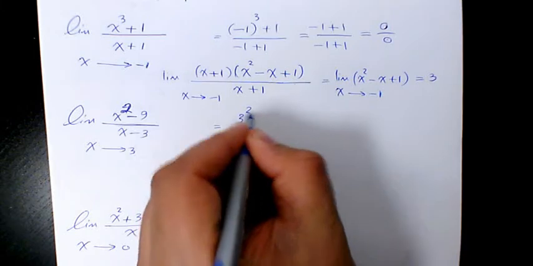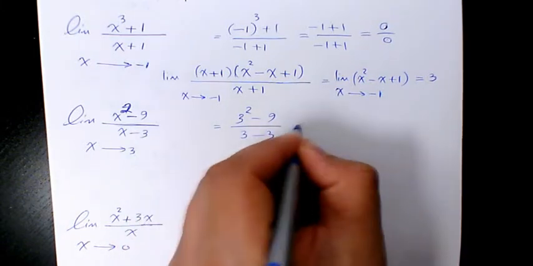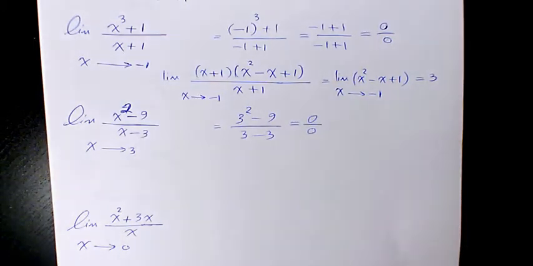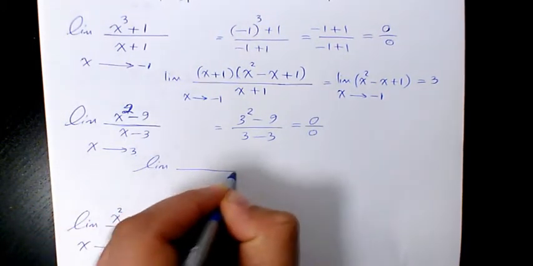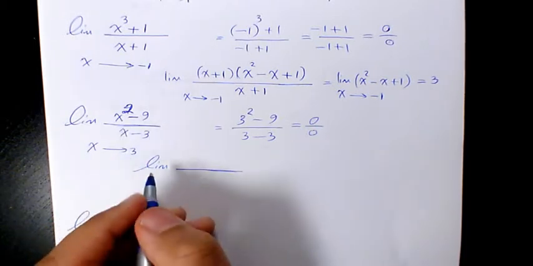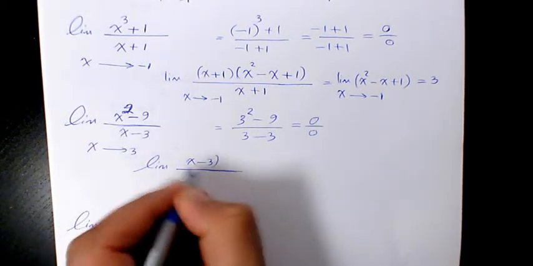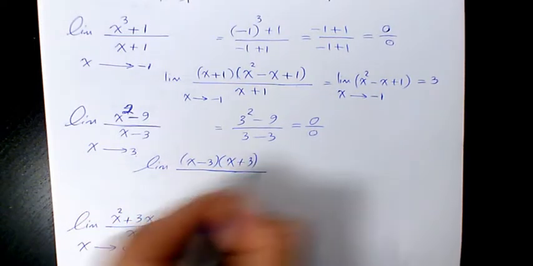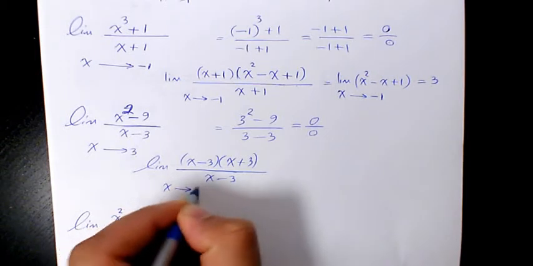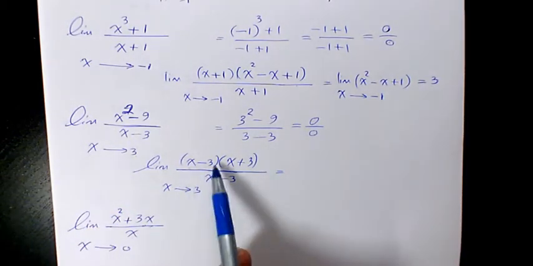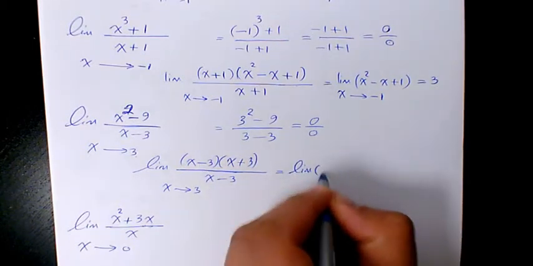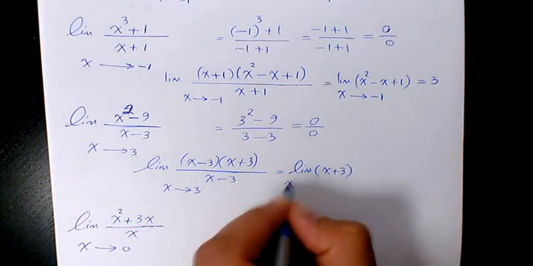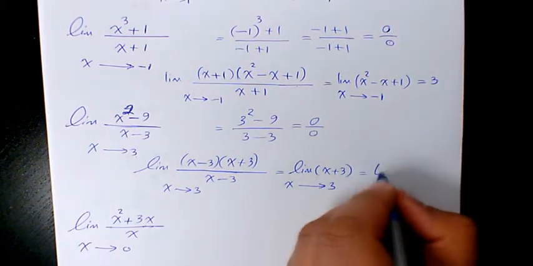Next one is limit of x squared minus 9 over x minus 3 when x approaches 3. That's going to be 3 squared minus 9 over 3 minus 3, which is 0 over 0. Again, we need to eliminate the zeros. We have a difference of squares, so we can factor that. x squared minus 9 is the same as x squared minus 3 squared. So I'm going to write it as x minus 3 times x plus 3 divided by x minus 3 when x approaches 3. Now we have x minus 3 in the numerator and denominator. We can cancel them, and that reduces to limit of x plus 3 when x approaches 3. So 3 plus 3 is going to be 6.